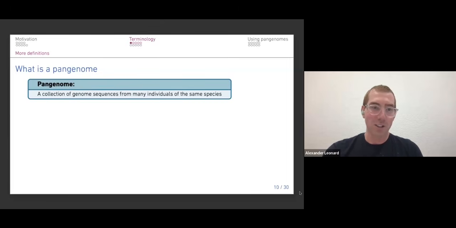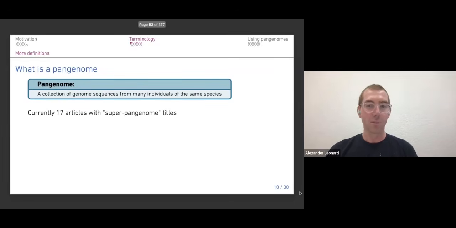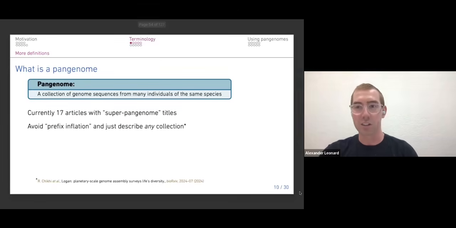But here we'll go for the definition that a pangenome is a collection of genome sequences from many individuals of the same species. This is sort of a more standard definition recently. There are a lot of problems if you look through the literature. Unfortunately, I'm part of this problem, but there are 17 articles that I could currently find that have the title super pangenome somewhere in there, which just kind of leads to this prefix inflation where if you talk about a genus, sometimes again, people use this super pangenome.